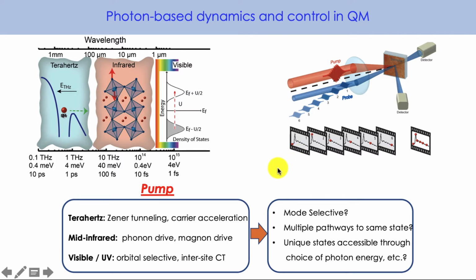What's really neat about this, and we're still trying to figure out what we can do in terms of on-demand control in quantum materials, is to answer the question: are these pump pulses mode selective? The answer is yes, but to what extent? What do I mean by that? Well, you want to pump a specific degree of freedom, and can you do that by the appropriate choice of wavelength? Are there multiple pathways to the same photoexcited state? That's a question that we're still trying to answer. And probably the most exciting thing is: are there unique states that are accessible through the choice of the photon energy? That's another important concept that we're investigating.